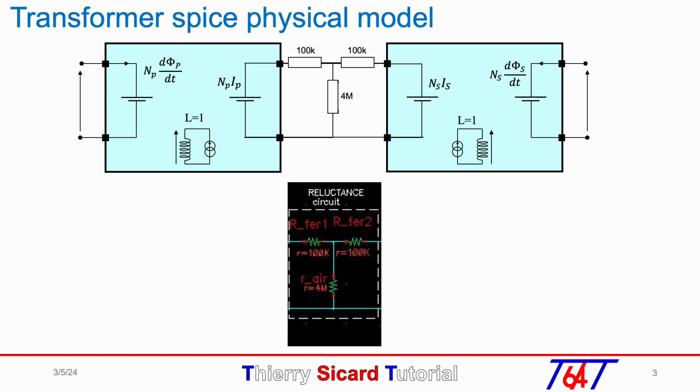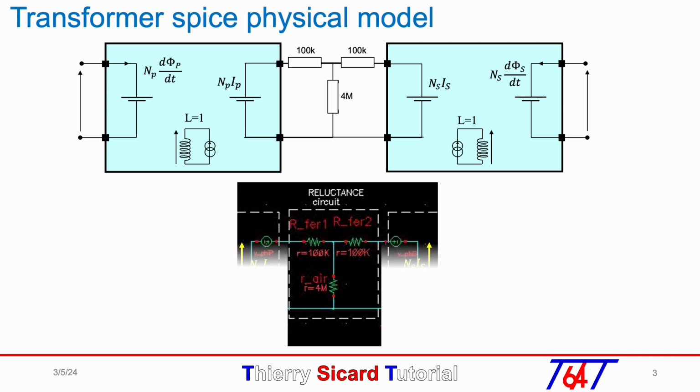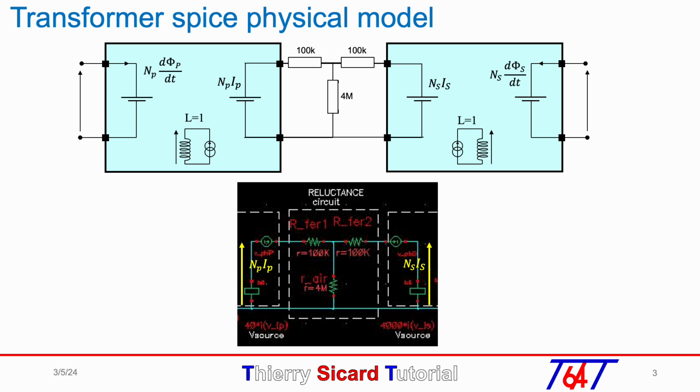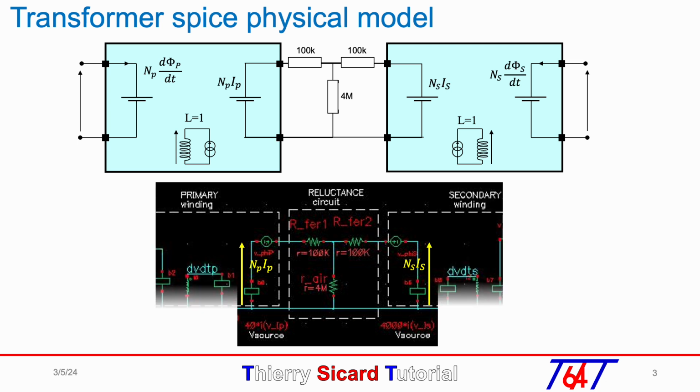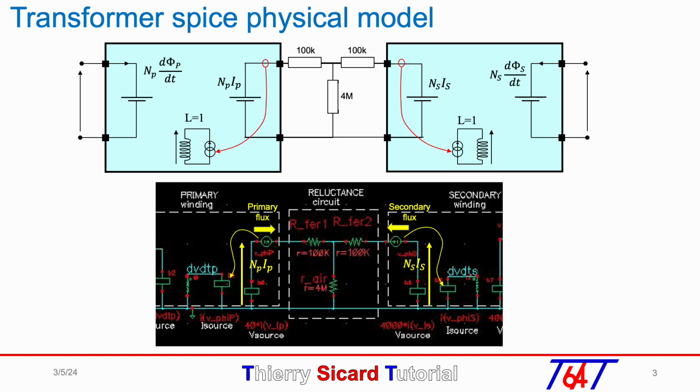magnetic circuit. This reluctance circuit is supplied on both sides by two voltage sources, NP-IP and NS-IS. If we want to see the ampere turns value, we can plot those voltages noted in volt in SPICE, but you know that in fact it is ampere turn unit. Both zero voltage sources measure the current which represents the magnetic flux.